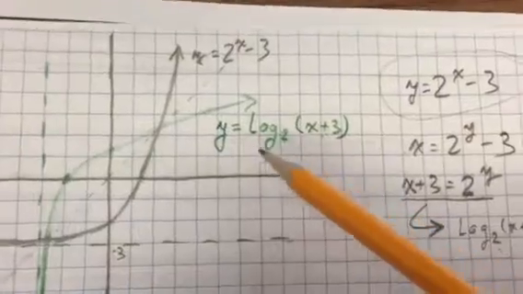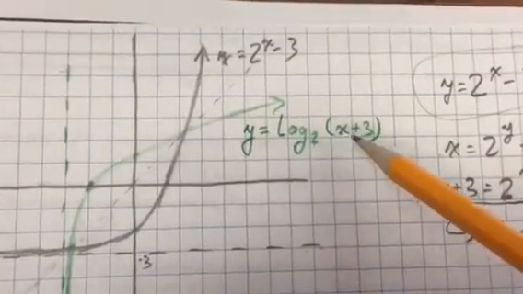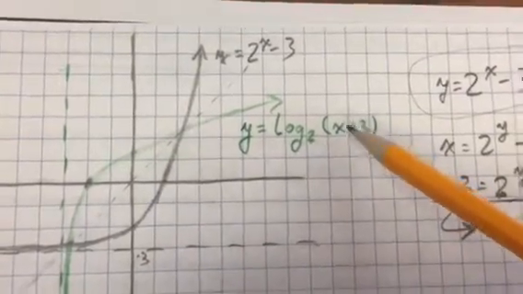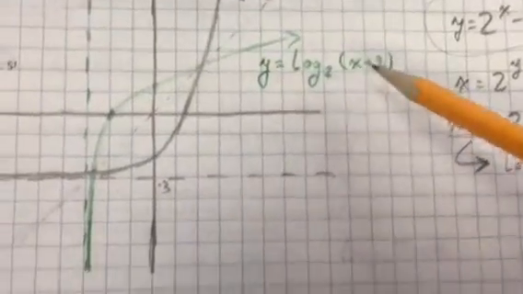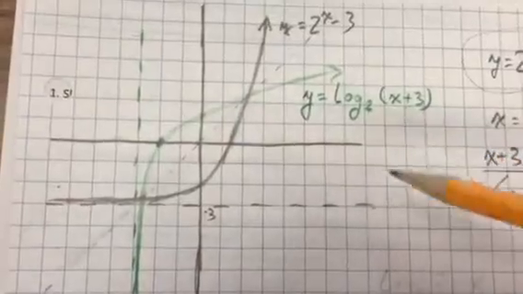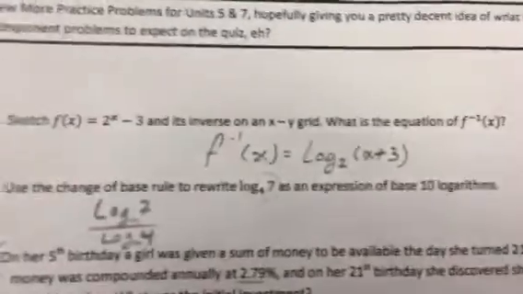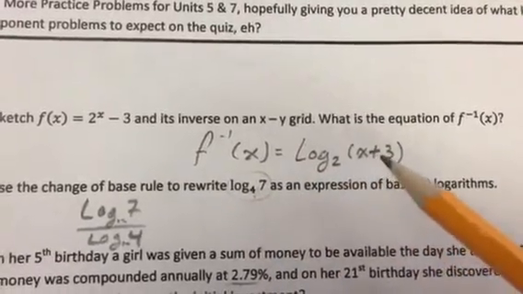You can see that a log function shifted left would be log of x plus 3. So this x plus 3 inside the parentheses here for the argument of the log function does in fact shift it left 3 units, just like other functions. Okay, so the actual equation in this inverse notation, f inverse, is log base 2 of x plus 3.